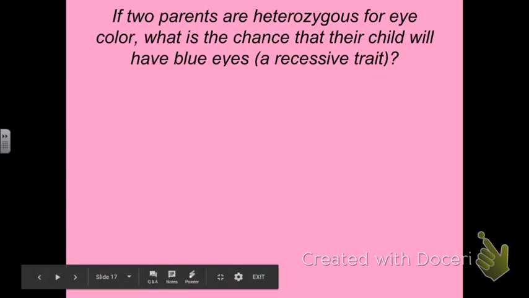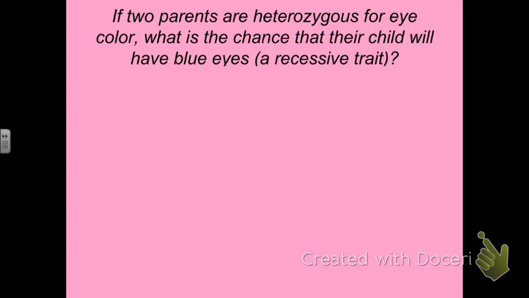Okay. So let's take a look at some problems that are very typical of what you're going to be doing. These are like word problems in math class. You need to read through them and pull out the information that is most important, and then go through and solve the problem. The first thing I always do when I'm dealing with a genetics problem, even after doing this for so many years, is look at the problem and, if I can, pull out and write down the genotypes of the parents. So in this problem it says, if two parents are heterozygous for eye color, what is the chance that their child will have blue eyes, which is a recessive trait?